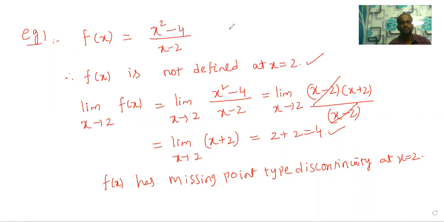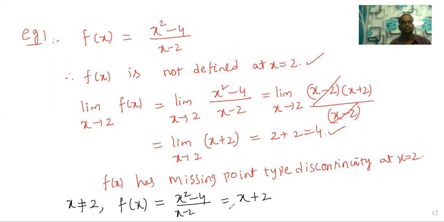So the diagram for this will be approximately like this. The domain does not contain 2. So when x is not equal to 2, f of x is written as x squared minus 4 by x minus 2, which is the same as x plus 2, because x squared minus 4 can be written as x plus 2 times x minus 2. As x is not equal to 2, x plus 2 is not equal to 2 plus 2, which is 4. That means f of x is not equal to 4. So the domain does not include 2, and the range does not include 4.